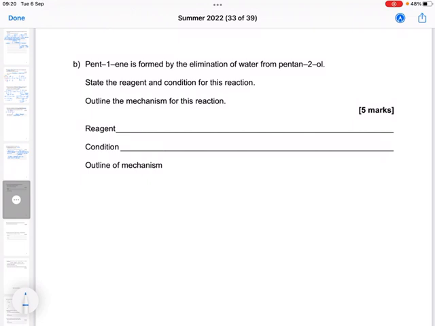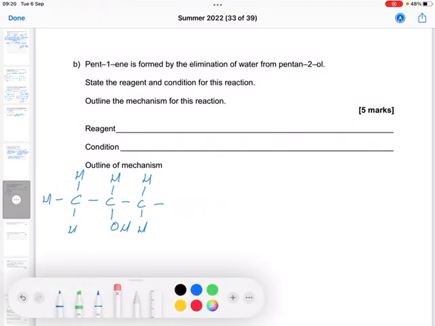So pent-1-ene is formed from pentan-2-ol. So 1, 2, 3, 4, 5. I'll put my OH on here, and then I'll display around here. But with these here, I'm just going to do CH2, and then just to make this a little bit shorter, CH2, CH3 I'm going to put there.